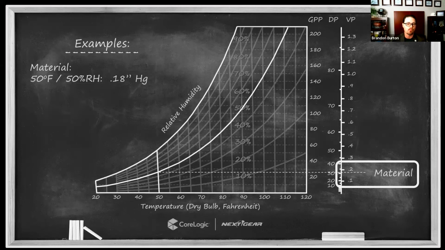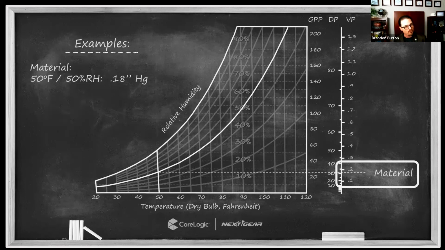Okay, that 0.18 inches, what does that mean? What that means is that's the partial pressure of the water vapor and how that water vapor is trying to press out of the material. That's the force behind it. It will only leave the material if the opposing water vapor has less force. If water vapor is pushing into the material with more force, we're not going to see any significant drying, if any at all.